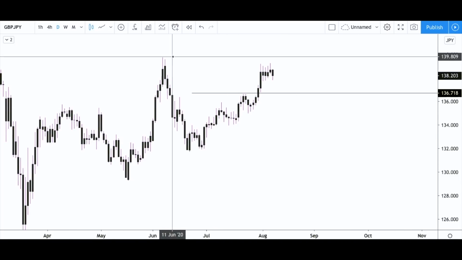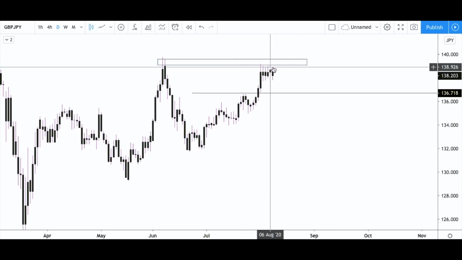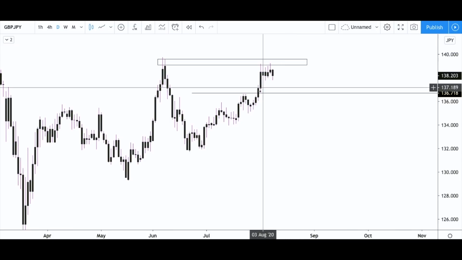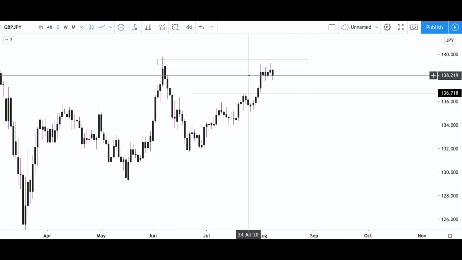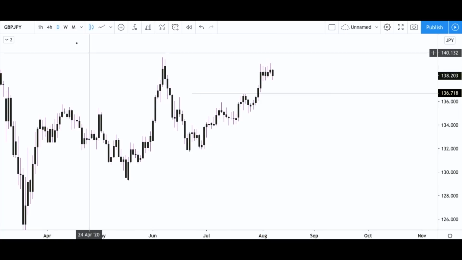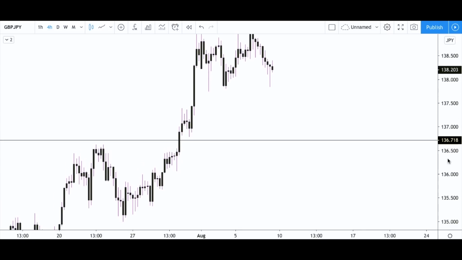up higher. Now we can see right here we are also at this level of resistance with multiple wick rejections right here, which tell me that the bears are stepping into the market and the bulls are starting to slowly fade out.